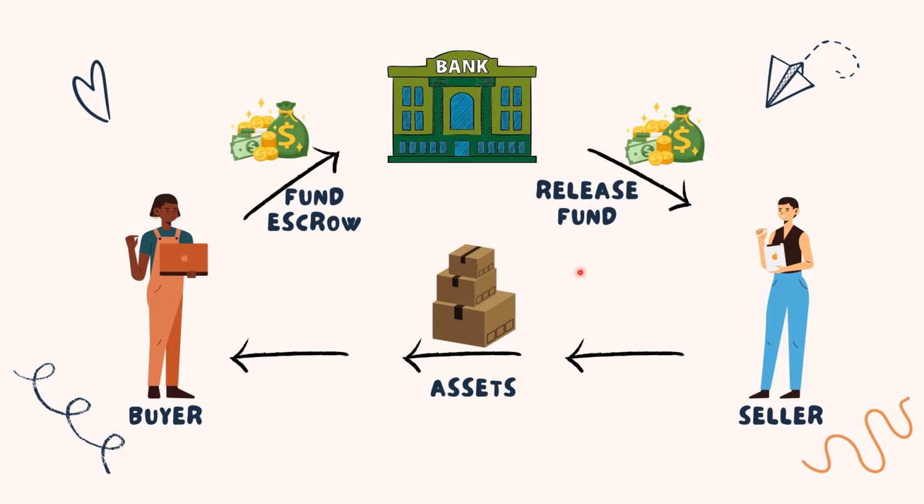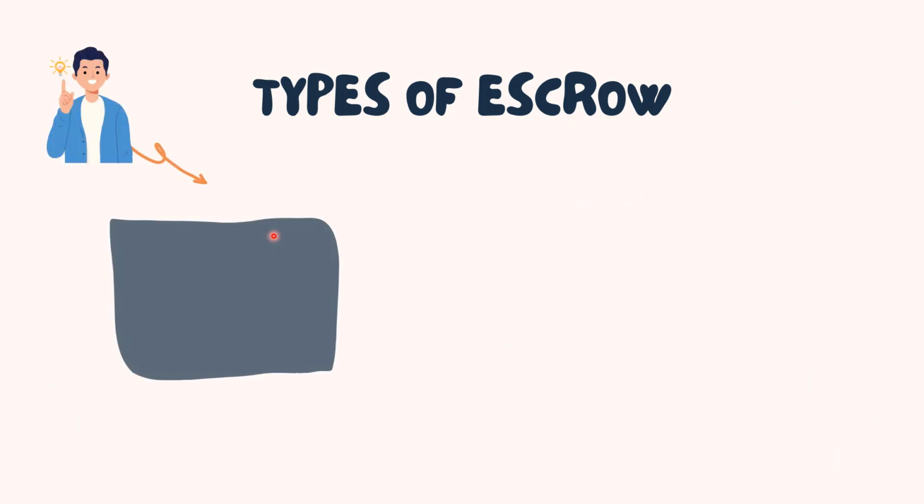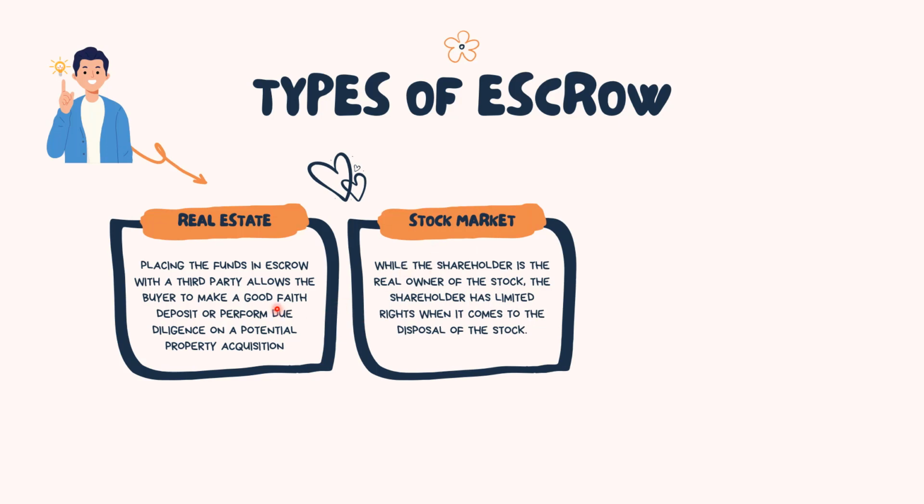Types of escrow. The first one is escrow and real estate. Escrow accounts can apply to real estate transactions. Placing the funds in escrow with a third party allows the buyer to make a good faith deposit or perform due diligence on a potential property acquisition. Escrow accounts also assure the seller that the buyer is serious about the purchase.